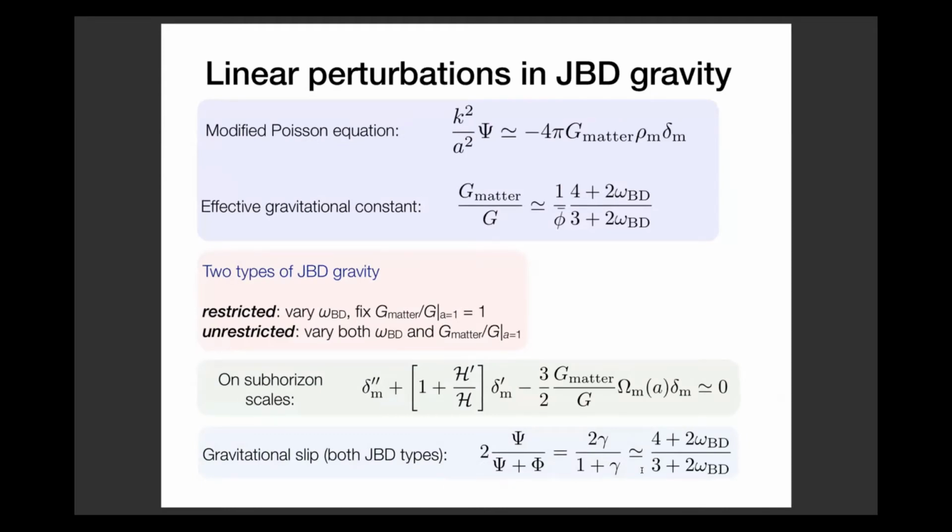So for this model, it also gives us a modified Poisson equation, where G_matter is our effective gravitational constant, and it goes like 1 over the scalar field times a function of the coupling constant. We're going to be considering two types of Jordan-Brans-Dicke gravity. One is a restricted type where we just vary the coupling constant and we fix the effective gravitational constant at the present to be given by the GR expectation, which is 1. And then we have an unrestricted type where we vary both the coupling constant and the effective gravitational constant at the present.